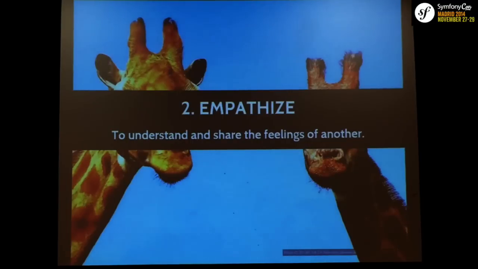So empathy. Who knows the word empathy? Surely a lot. But who thinks they really know this? I feel like it's something that's thrown around, but unless you think about it, it's one of those words that's a bit complicated, but not really, so you use it, but it's like, doesn't matter what it means. So it's actually to understand and share the feelings of another.